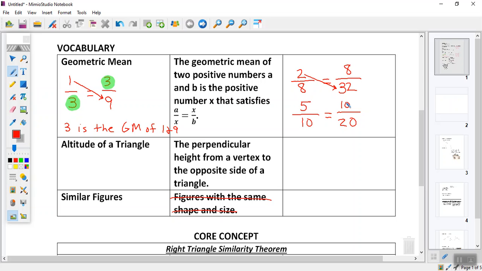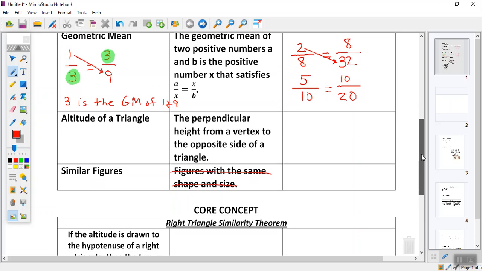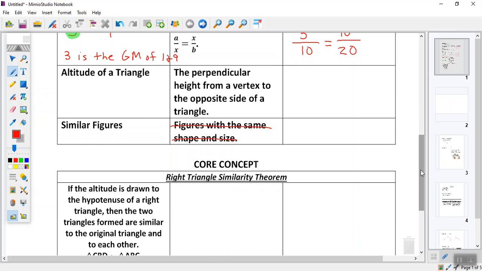Okay. Next thing we need to talk about, altitude of a triangle. What's another good word for altitude, kids? Height. Kind of like the height, you bet. We're going to talk a lot about altitude. So anytime you hear me say altitude, assume what? Height. So here's a triangle.